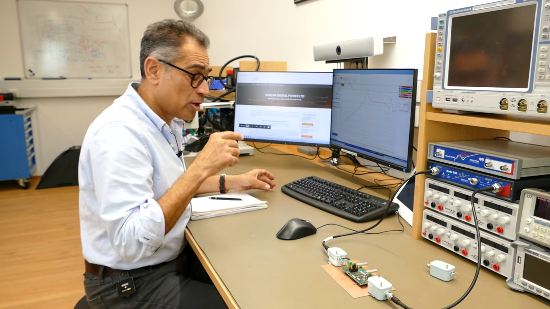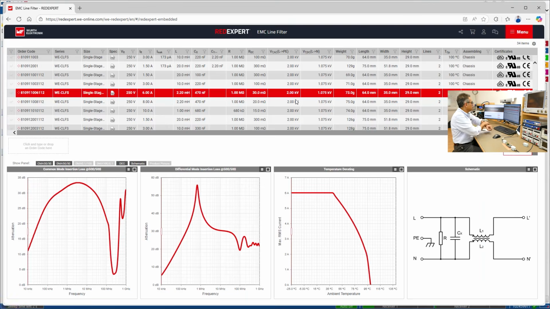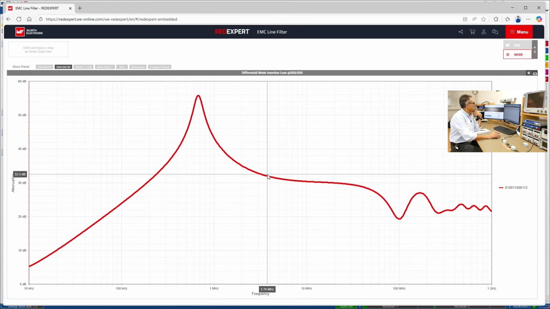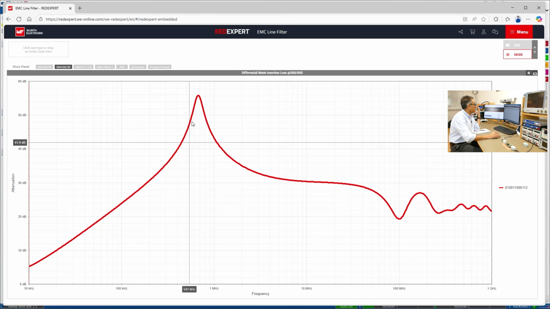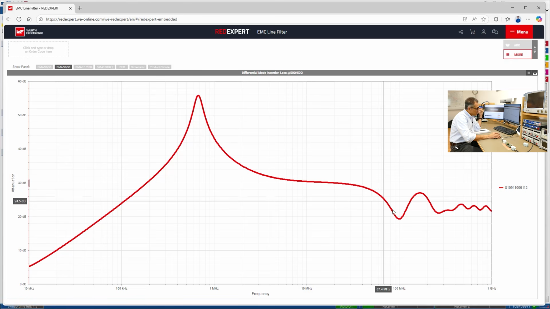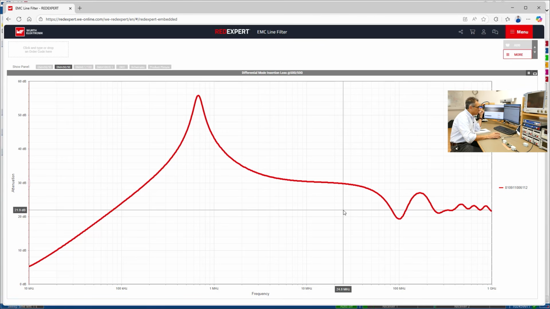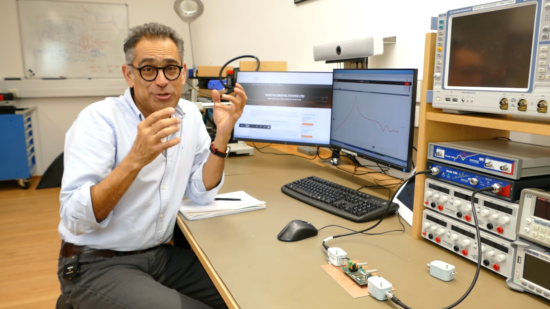Now let us have a look at the commercial one. This one is from Wurth Electronics, and here is my REDEXPERT. I have found one that looks similar, and if I expand that, you will see that they have got almost exactly the same shape. So insertion loss goes up with frequency quite a lot, and then around 1 megahertz it starts to flatten. They've even got exactly the same kind of resonance that appears at higher frequencies. So there we go. This is how we measure the insertion loss of the differential mode filter.